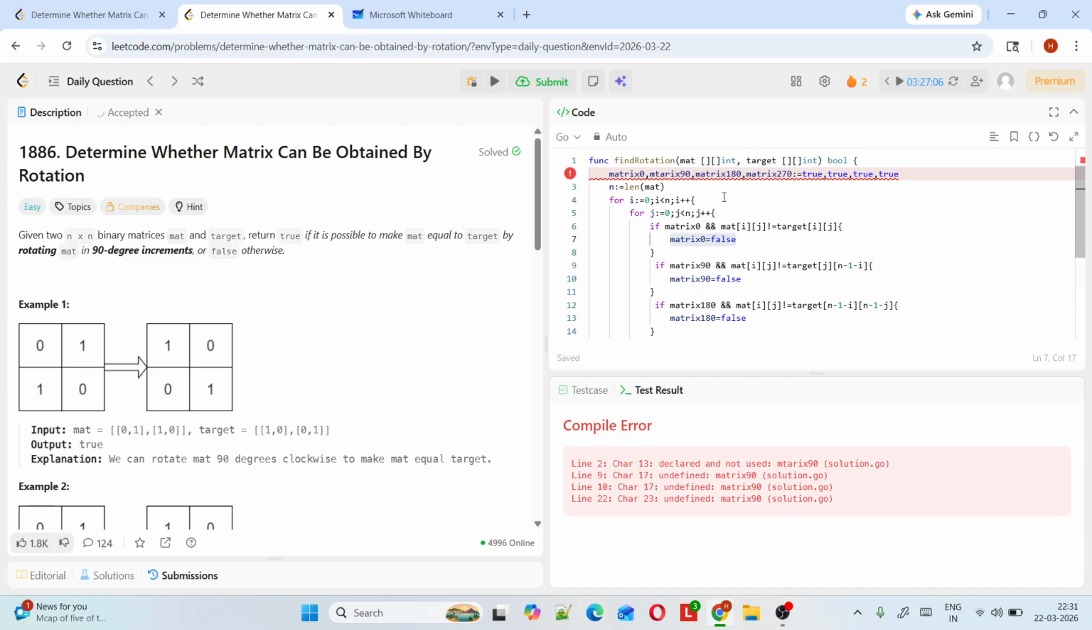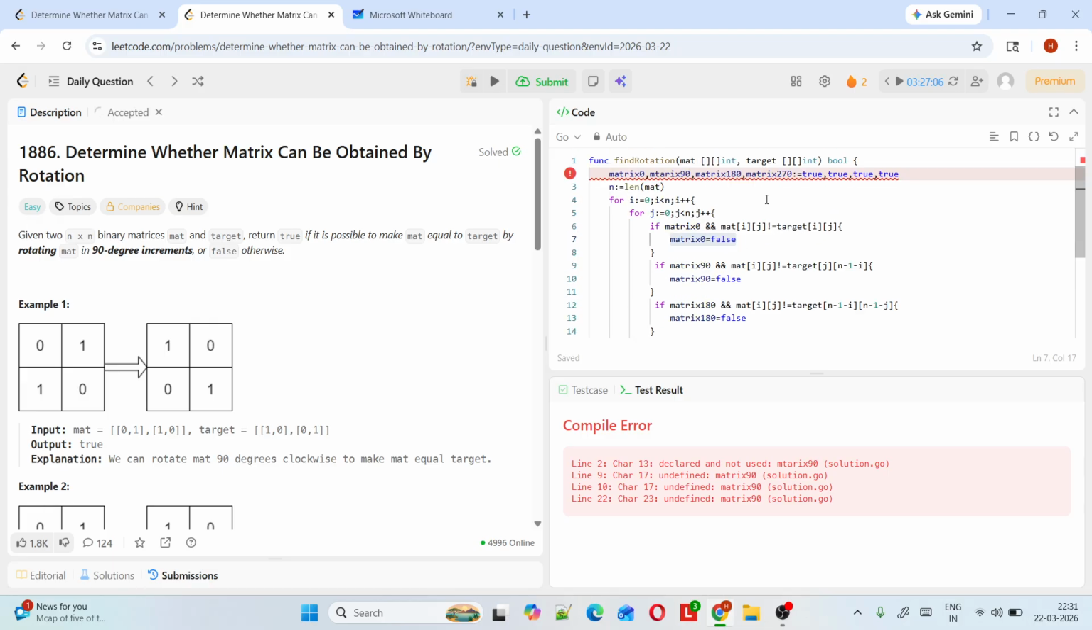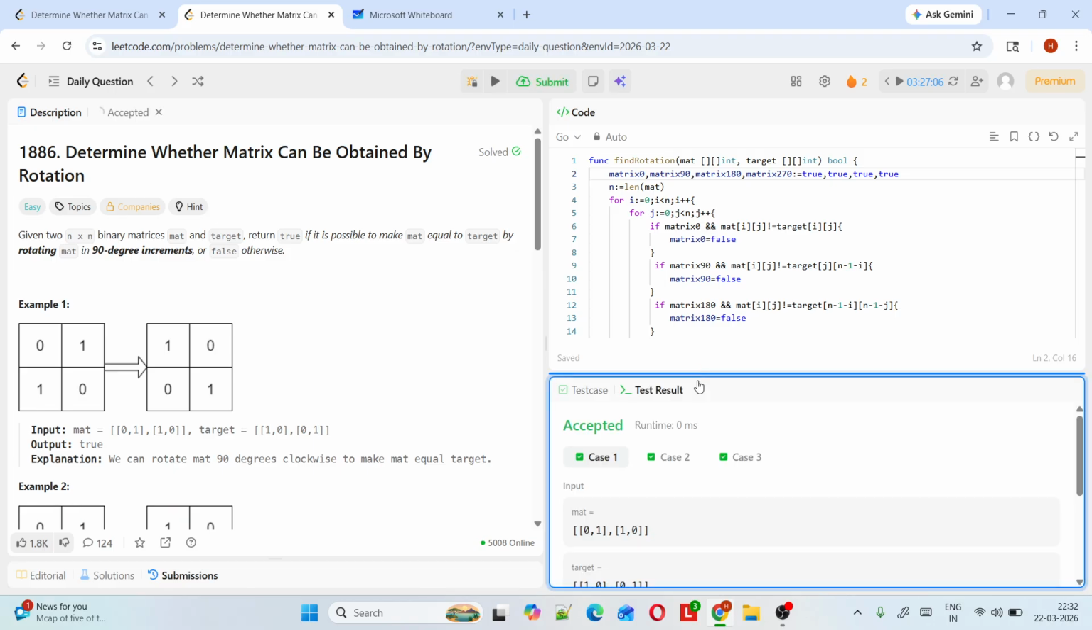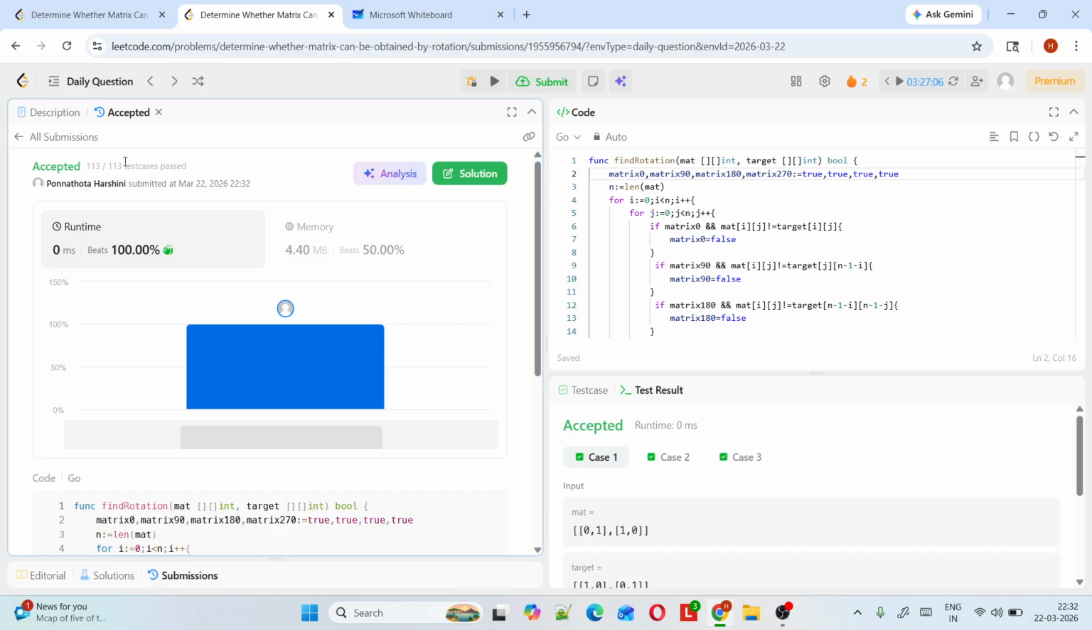Matrix 2, matrix 0. Okay, this is matrix. Let's submit. See, 3 passes. Let's submit this. We'll see whether all test cases are passed or not. All test cases are passed.